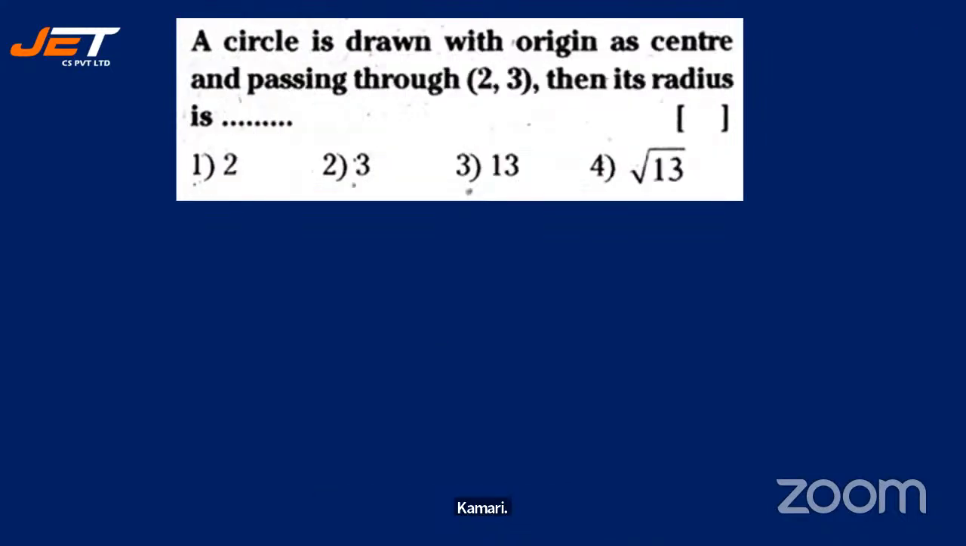A circle is drawn with origin as center and passing through (2, 3), then its radius is dash. All right, so you have an origin (0, 0). Then you have 1 point which passes through (2, 3). Right? Yes. Now give me the radius. So you must be knowing radius is nothing but half of the diameter, isn't it?